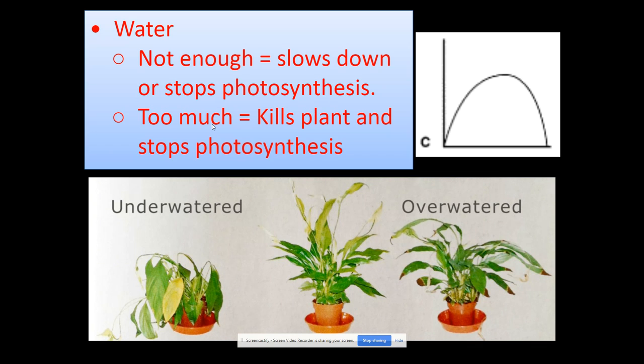If you give the plant too much water, that's going to kill the plant, and that's also going to stop photosynthesis. So you want to find a happy medium between too little water and too much water. You want to water your plants as they need, and that's the relationship that water will have upon the efficiency of photosynthesis.